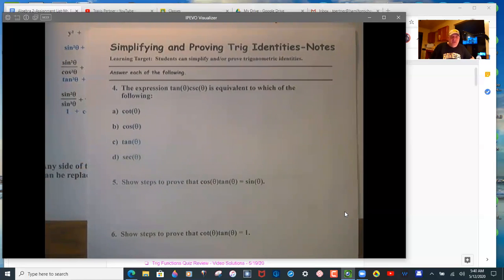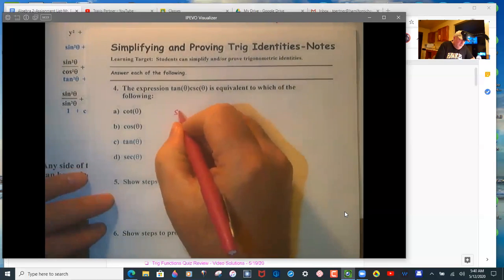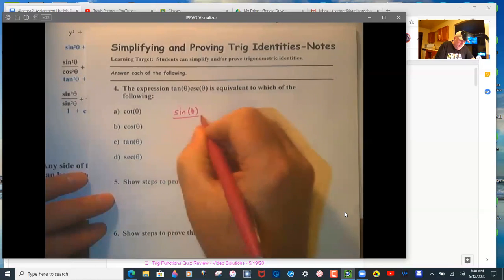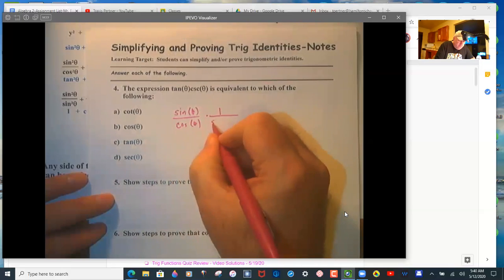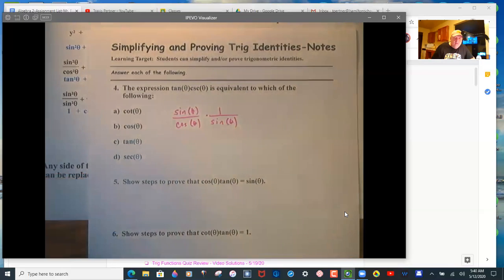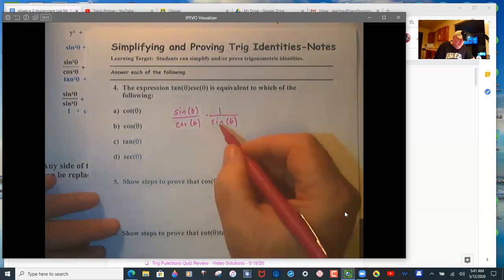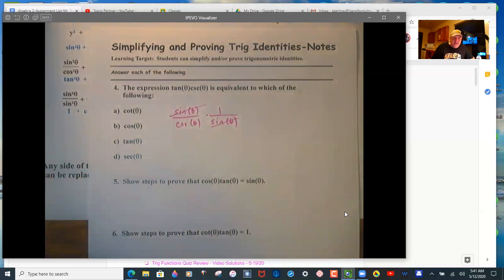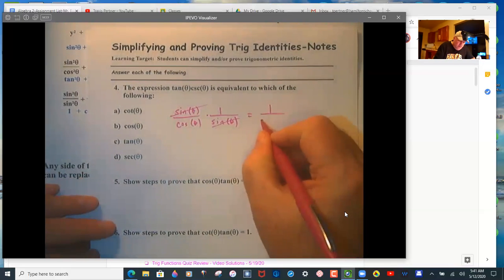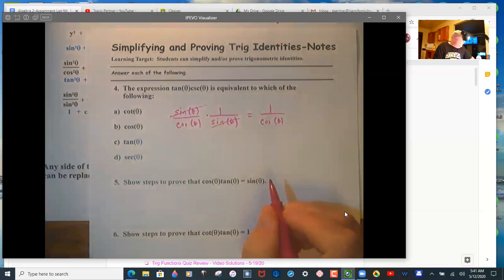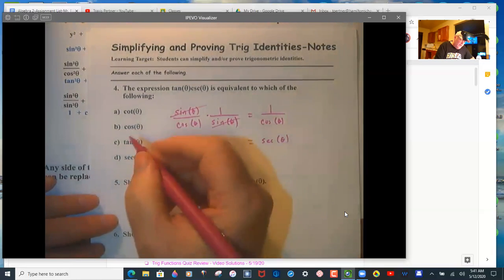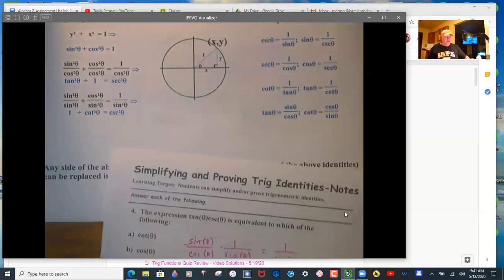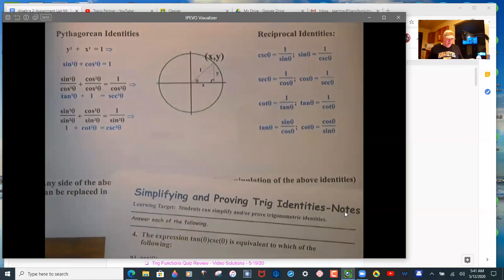The expression tangent theta cosecant theta is equivalent to which of the following? So again, everything in terms of sine and cosine, and then do your algebra reducing. So cancel the sines out. This gives you 1 over cosine. And again, you want to look that up. And that is secant. So everything that you're doing is from this page.